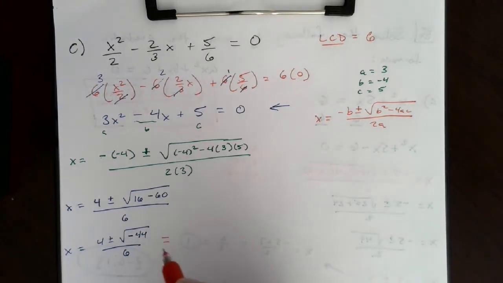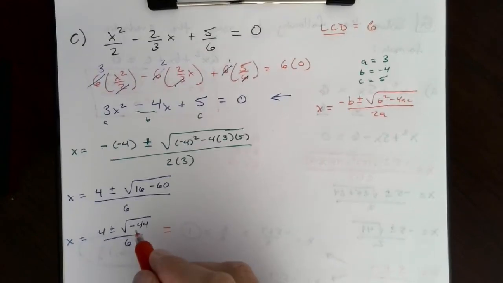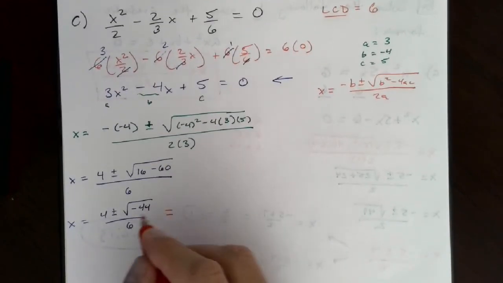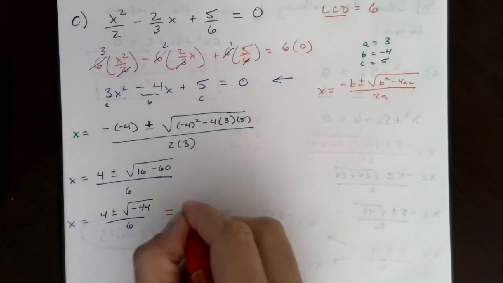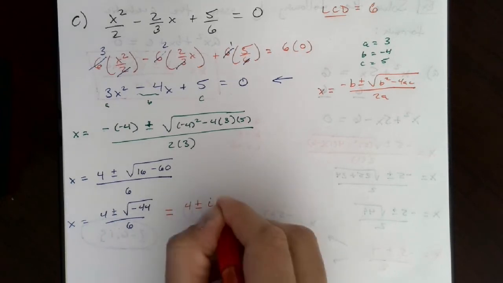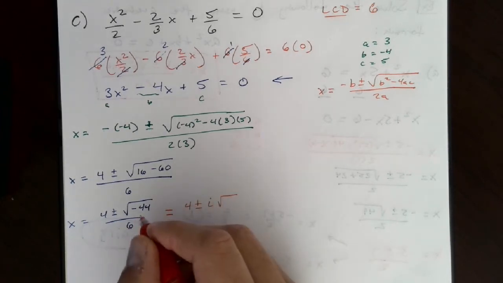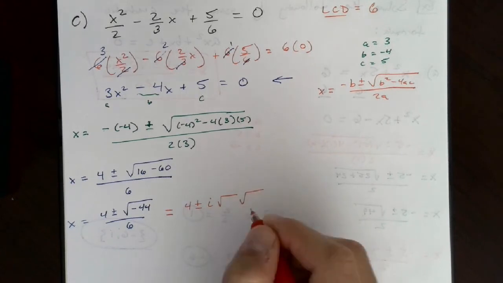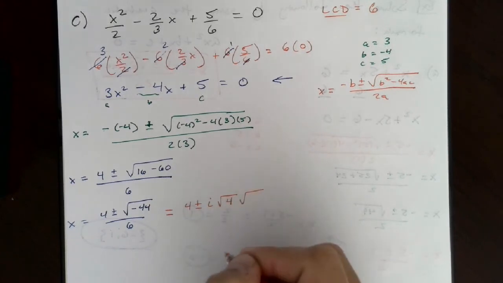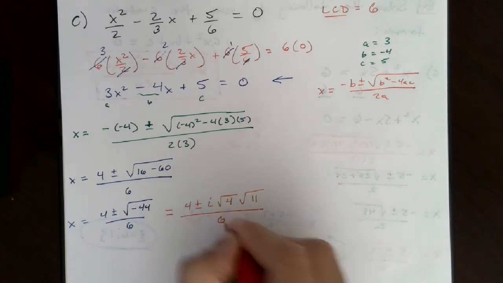And if you're looking at this here, we want to simplify as much as possible. So the square root of a negative, you know you can factor out an i, right? Because the imaginary constant is equal to the square root of negative 1. So we have 4 plus or minus i square root of 44. It's not a perfect square, but it has a perfect square factor and a non-perfect square factor. The highest perfect square factor it has is 4. The non-perfect square would be 11. This is all over 6.